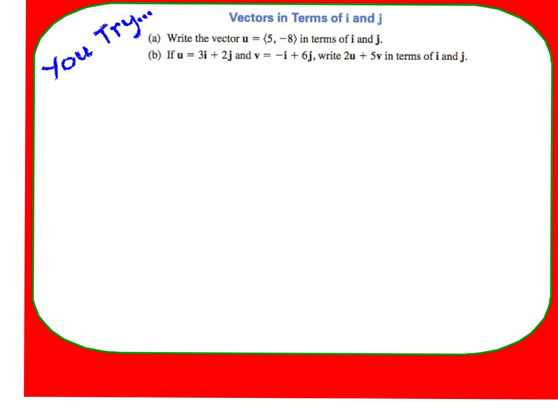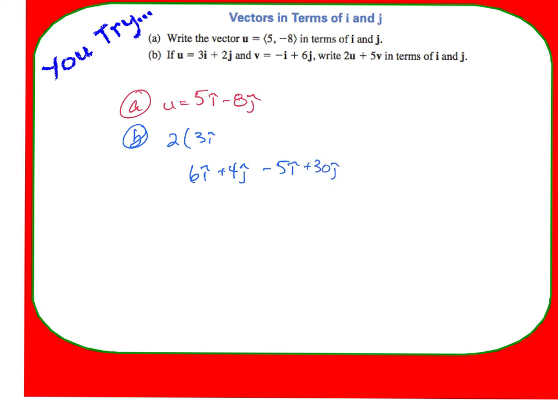Help me out for part A. Write the vector (5, -8) in terms of i and j, so you just put like 5i and negative 8j. 5 i hat minus 8 j hat. Good job. Calling somebody. Evan, help me out. Once you multiply them or distribute them, you get 6 i hat plus 4 j hat minus 5 i hat plus 3 j hat, and then you get i hat plus 34 j hat. Then we end up with i hat plus 34 j hat.